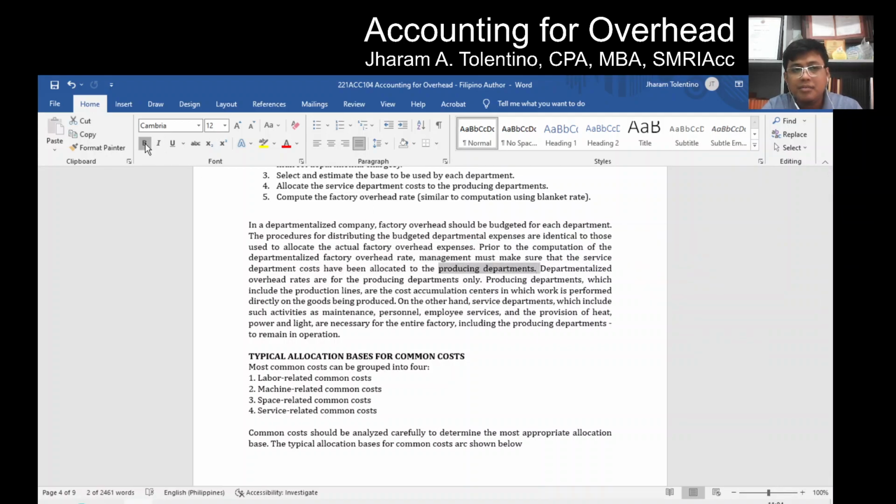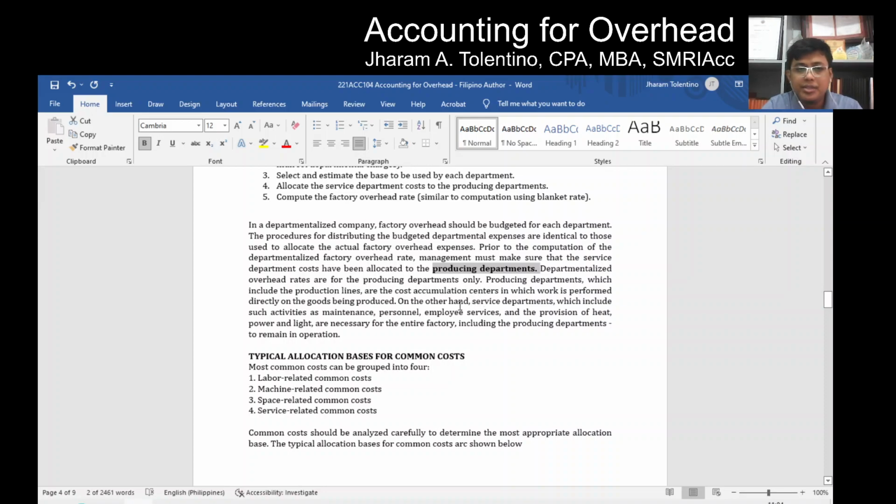Kasi later, kita natin yung mga support department or yung mga tinatawag nating service department. Yung service department na yun kasi hindi naman natin ma-charge directly sa product. Kaya ang gagawin muna natin, i-allocate or i-charge muna natin siya sa production department. So, dapat dito. Okay? So, departmentalized overhead rates for the producing departments only.